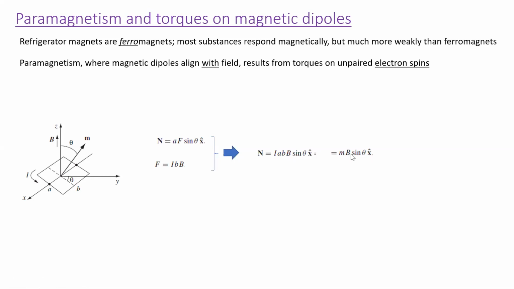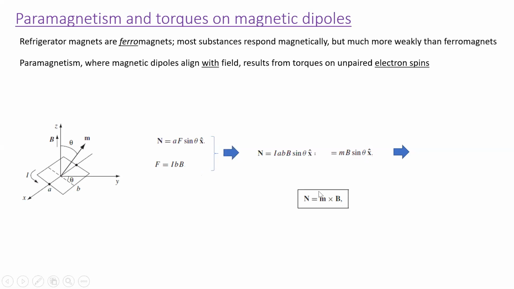Then M and B are both vectors, and we might recognize that the formula for the length of a cross product is the length of the two vectors times the sine of the angle between them. And this is a vector. We haven't proved it for all general directions, but it turns out that the torque on a magnetic moment exerted by a magnetic field is just M cross B. Very, very simple, very satisfying formula.